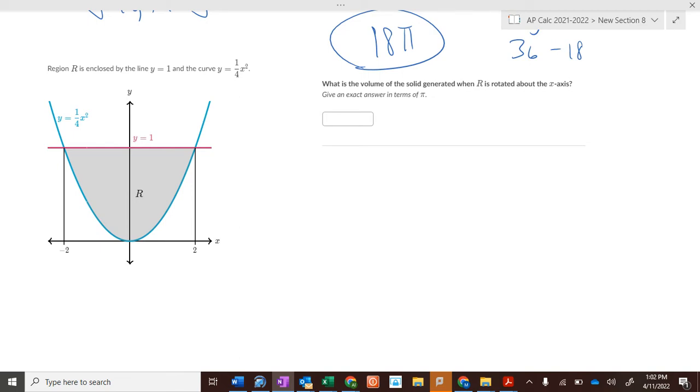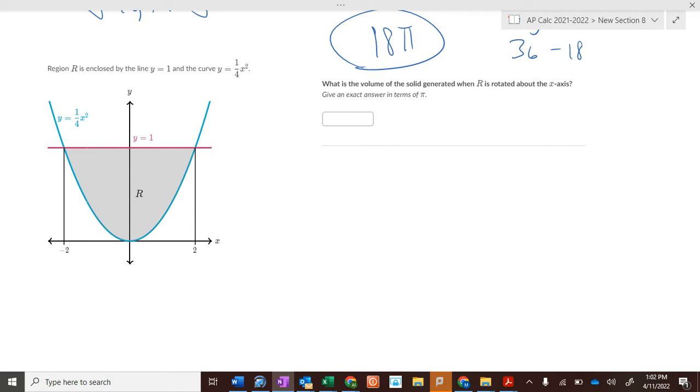No, it goes around that red line up top. It wraps around that red line, so then that's the disc method. Wrapping around the red line up top would be a disc, but since it's wrapping around the bottom, it's a washer. Right. Got it. Wait, so what do you mean wrapped around the top?